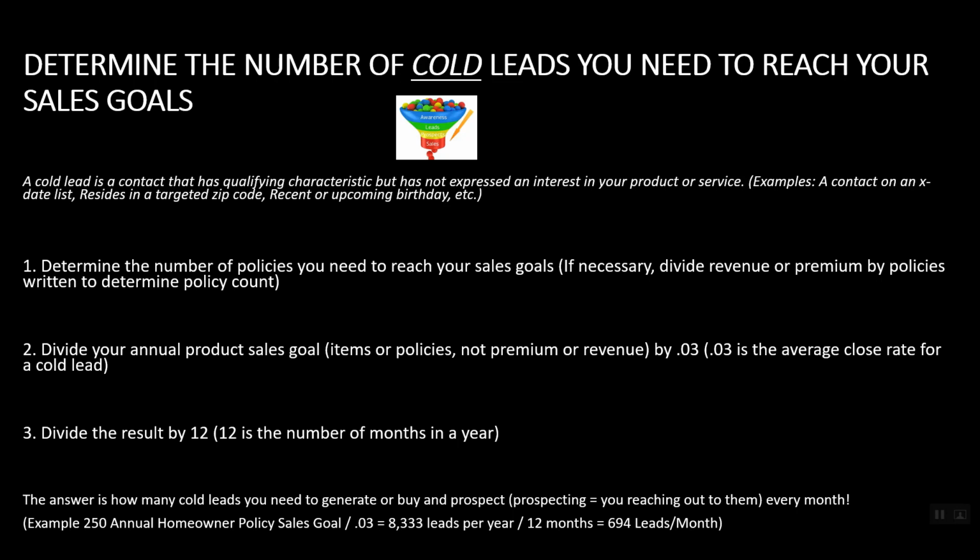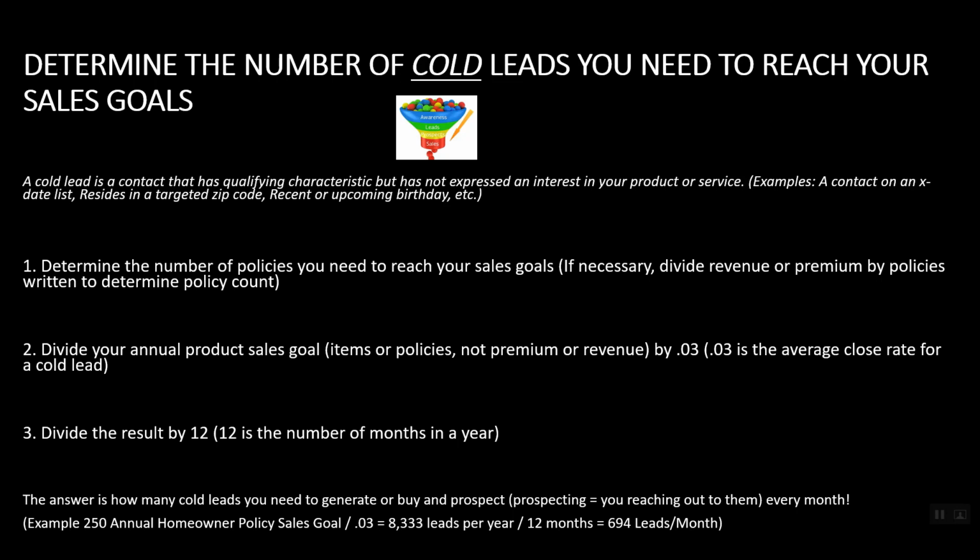Then you take that result and you divide it by 12. That's the number of months in a year. What that's going to give you is how many cold leads you need per month. Now, obviously, you need a lot more cold leads than you do warm leads, but we at least want to know what each of those numbers will turn out to be.